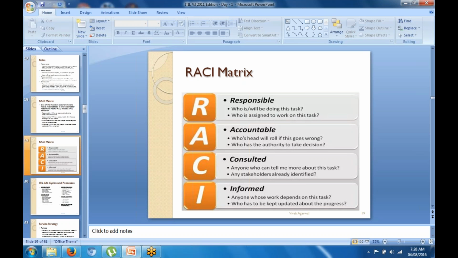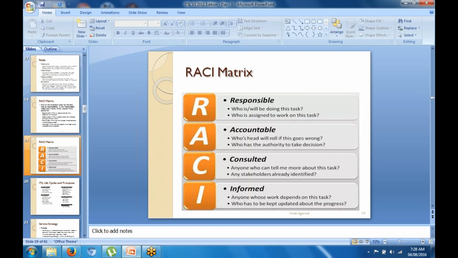C means consulted, anyone who can tell me more about this task or any stakeholder already identified, so that we will mention under consulted. Some specialized task, you need some network administrator, you want to check the bandwidth. So all this is mentioned under consulted.